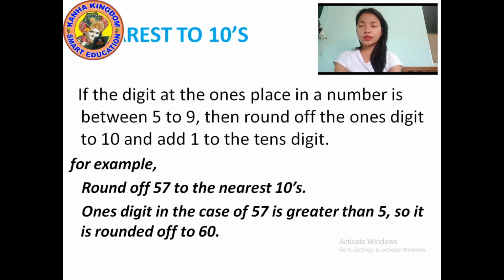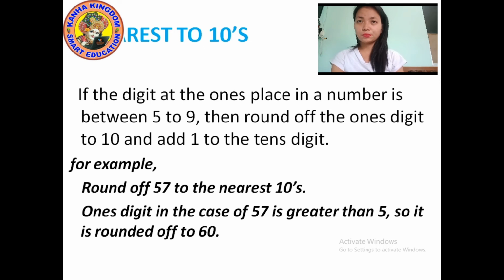If the digit at the ones place in a number is between 5 and 9, while rounding to the nearest 10, then round off the ones digit to 10 and add 1 to the tens digit.